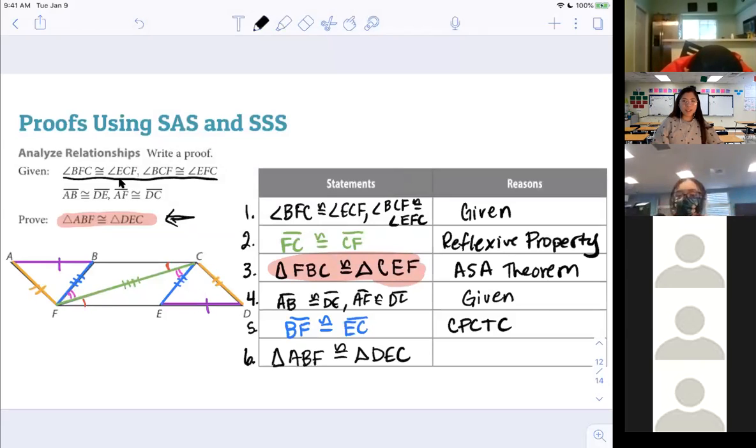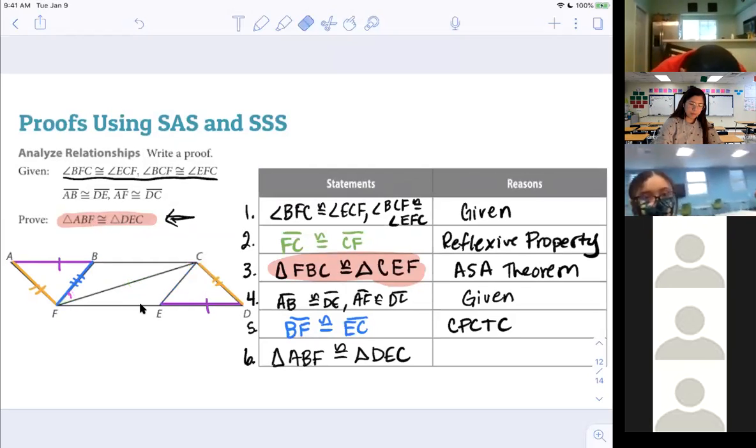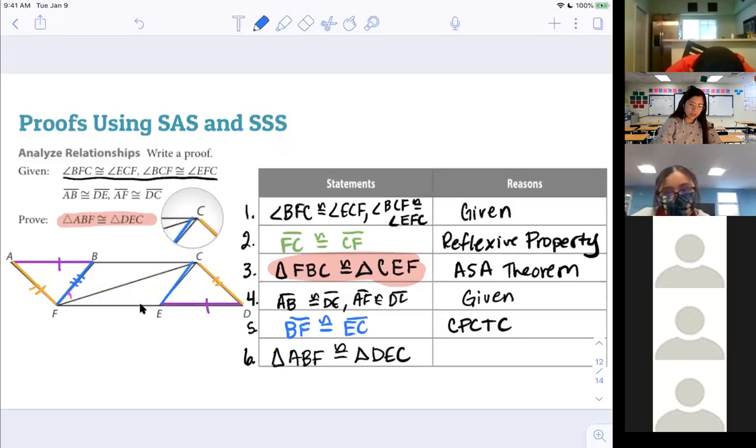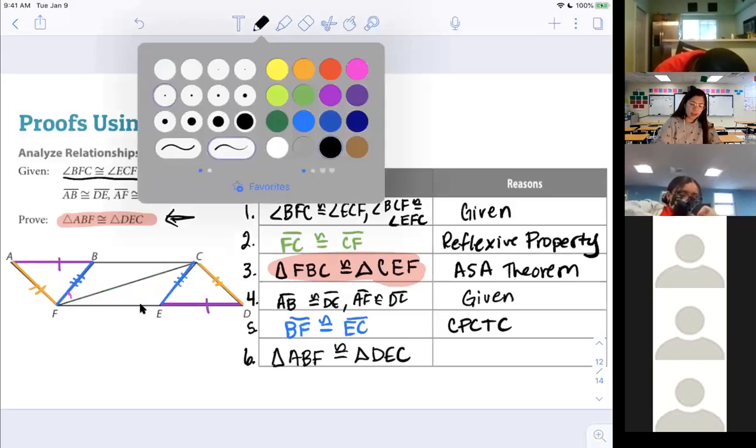All right, so now I'm at the last final step. Now that I've shown you that all three sides of these two triangles are congruent, which theorem is this for my final step? Proven is not going to be a reason. What theorem can I now use between these two triangles? SAS? Not SAS. Oh, SSS. SSS, yeah.